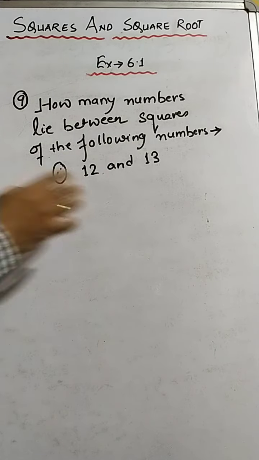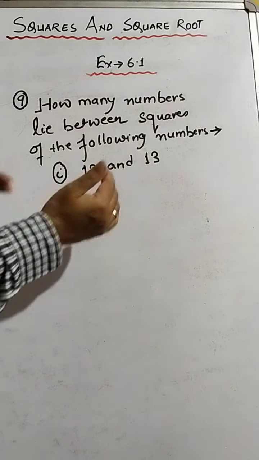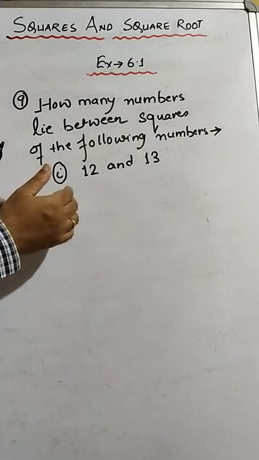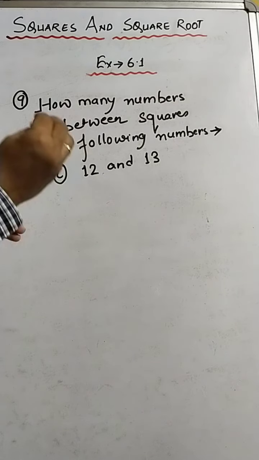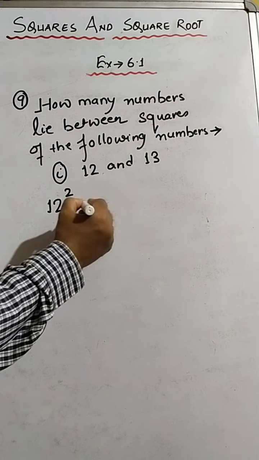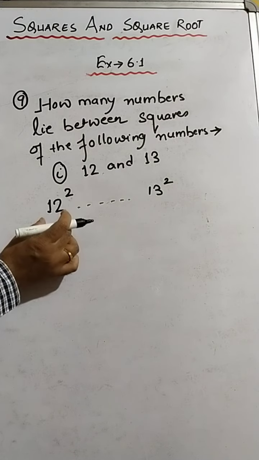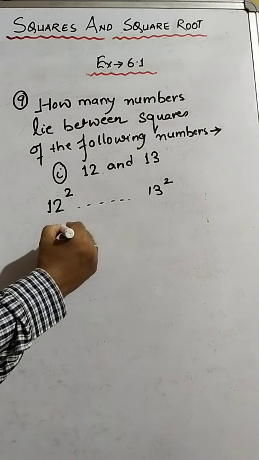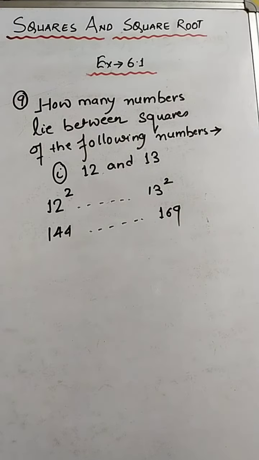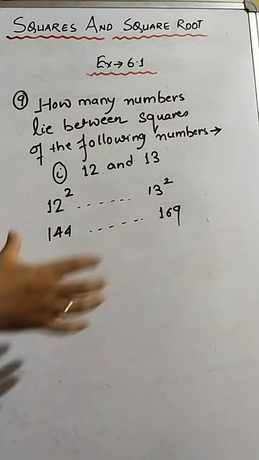So I will show you the long method first, and then I will show you the shortcut. Okay, so you have to understand what exactly I am trying to say. To understand the short method, you should know the long method, so the concept is important. Now what exactly are they trying to say? They are saying that in between 12 square and 13 square, how many numbers are there? So we know that 12 square means 144 and 13 square means 169. Understood?